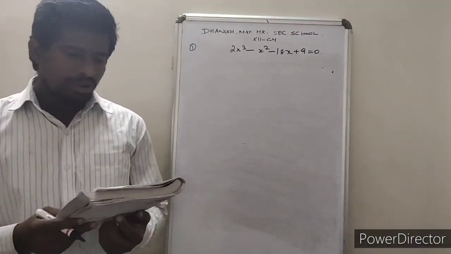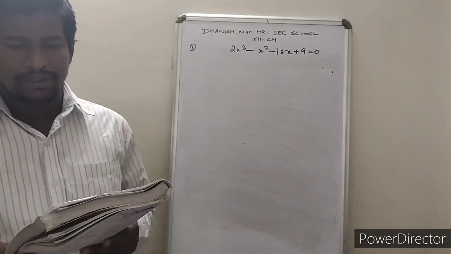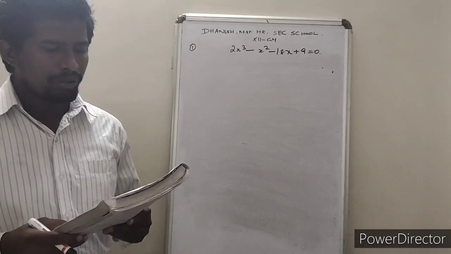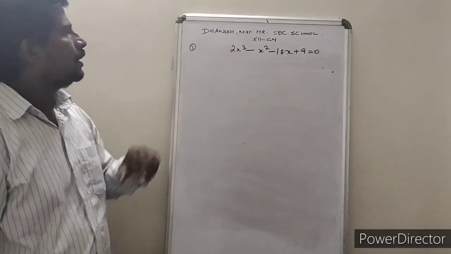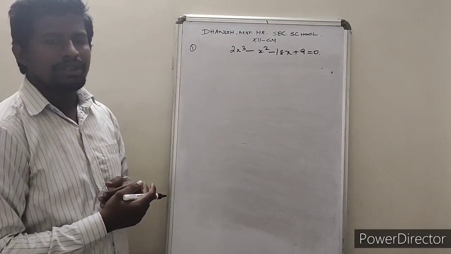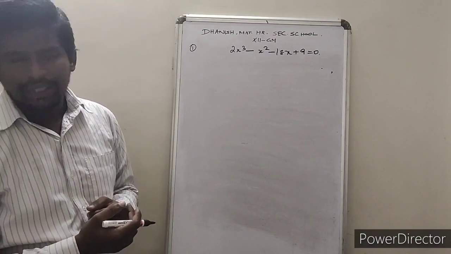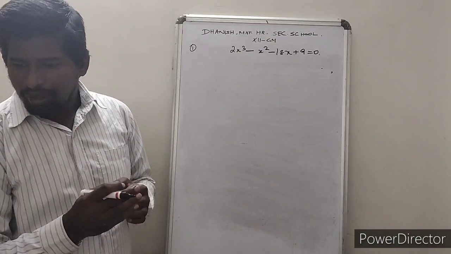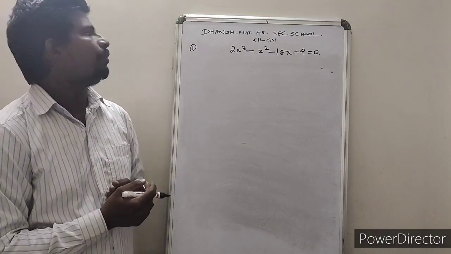Now, look at the next one. Solve the cubic equation 2x cube minus x square minus 18x plus 9 equals 0 if the sum of two of its roots vanishes. Here, we are going to solve this cubic equation. For that, there is one piece of information. What is that? The sum of two of its roots vanishes. It means that the sum of two of its roots is 0.